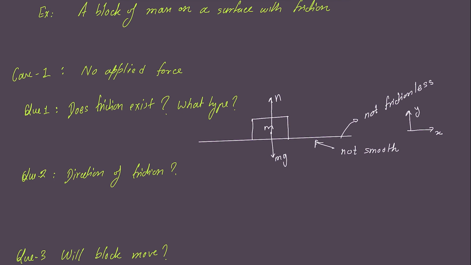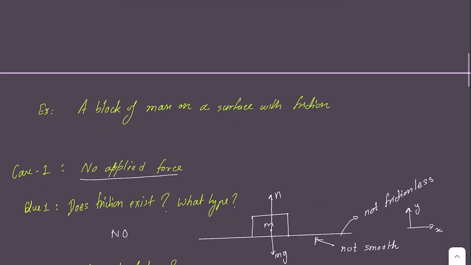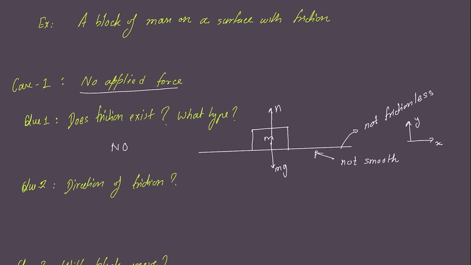Question 1 is, does friction exist, and if it does, what type? And this is a case of no applied force. So for example, there's no one pushing down here or down here. The applied force is 0. Okay. So does this friction exist? The answer is no, it does not. It does not exist because here we saw that the friction is 0 unless there is motion or tendency of motion. As you can see, since there is no force here or here, there is no tendency of motion, and since it is not moving, there is no motion, so there is no friction.